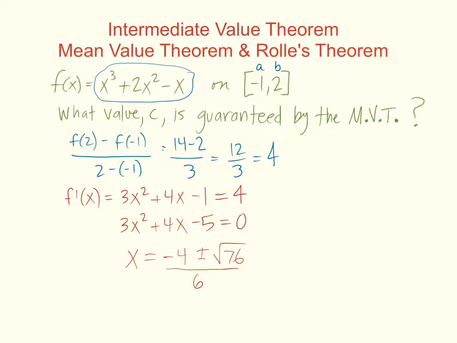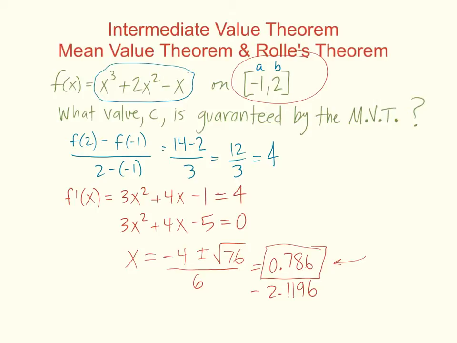And if I put those into my calculator to get decimal values, I get 0.786 and -2.1196. Now one of those I'm interested in and one of them I'm not. All right, remember where I'm looking. I'm looking on -1 to 2. So this is the value guaranteed by the mean value theorem. Somewhere between -1 and 2, I have to get a slope of 4, and that's going to happen right here.